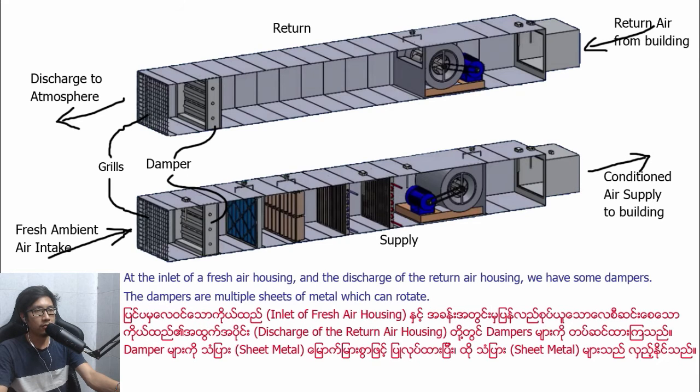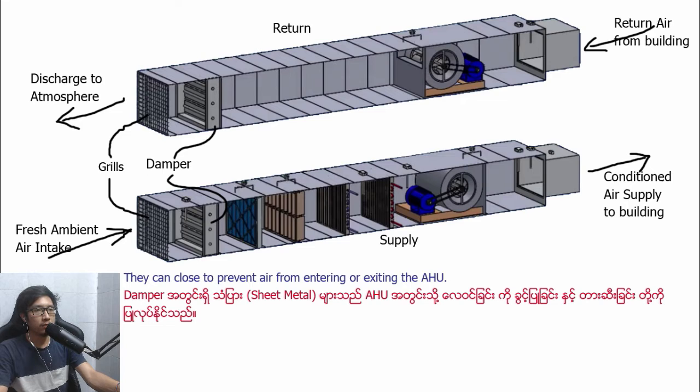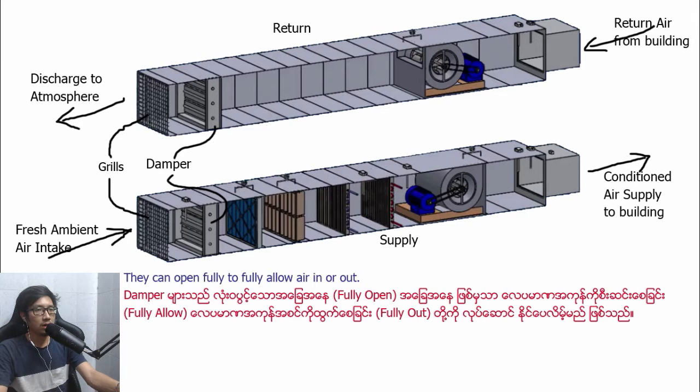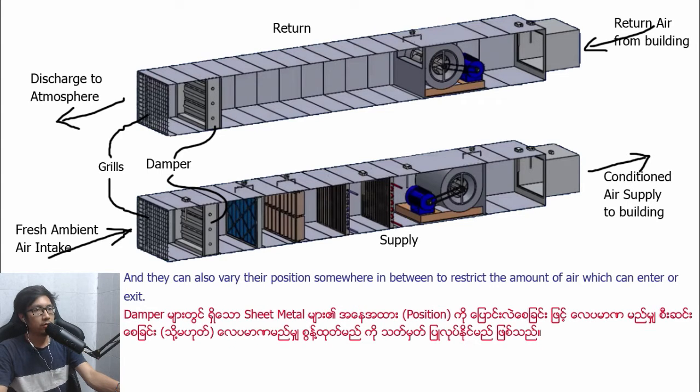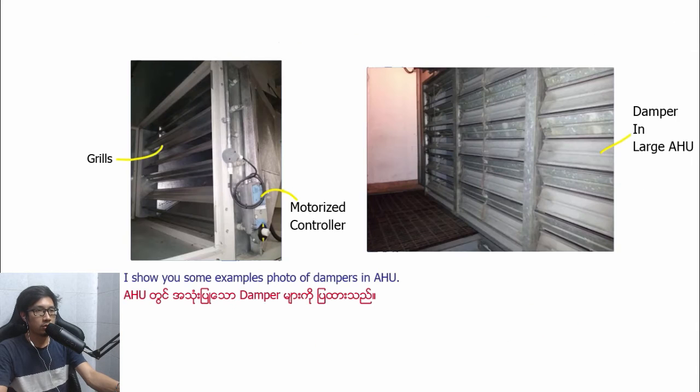At the inlet of the fresh air housing and the discharge of the return air housing, we have dampers. The dampers are multiple sheets of metal which can rotate. They can close to prevent air from entering or exiting the AHU. They can open fully to allow air in or out, and they can also vary their position somewhere in between to restrict the amount of air which can enter or exit. I'll show you some example photos of dampers in AHUs.